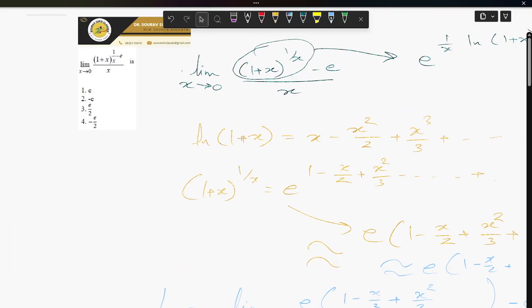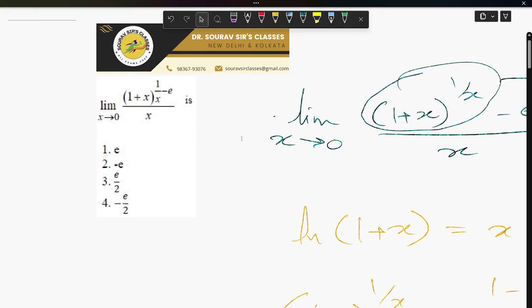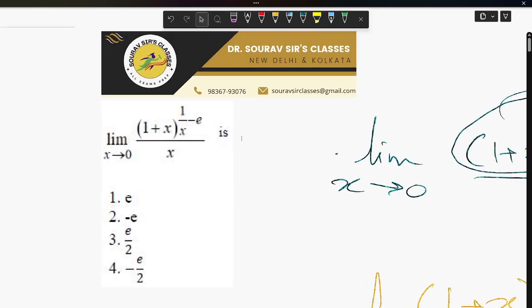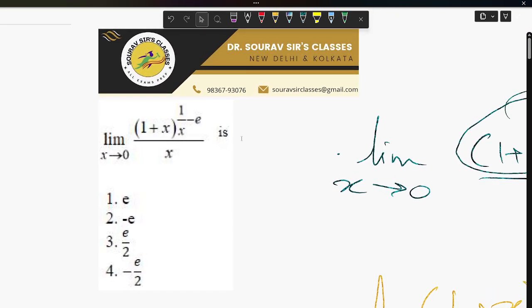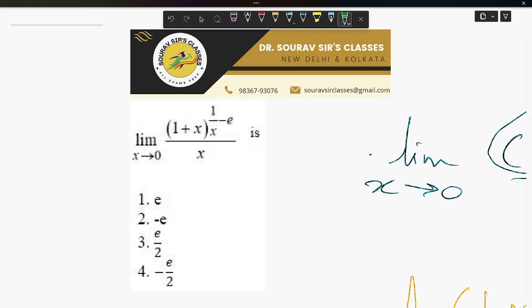So now we can say that the correct answer of this question will be option D, which is minus e upon 2.